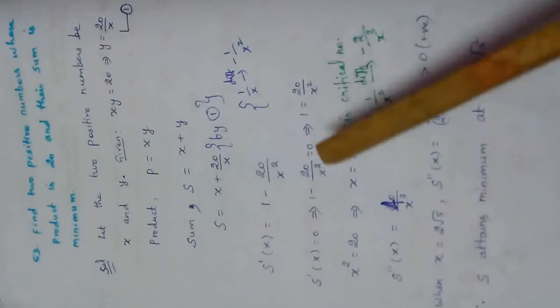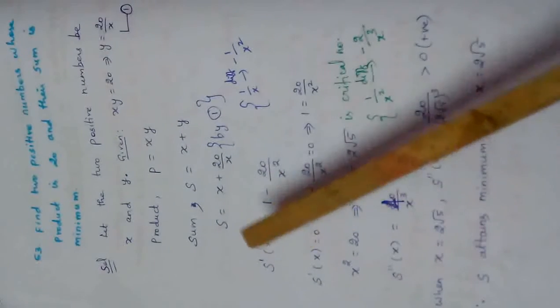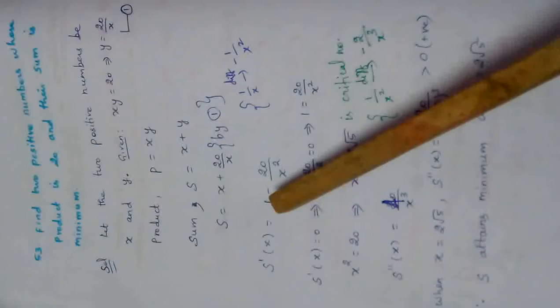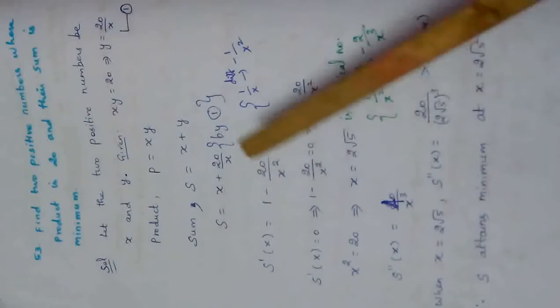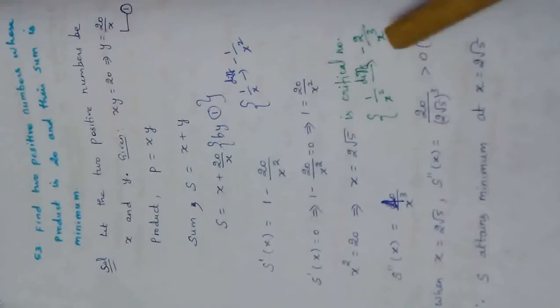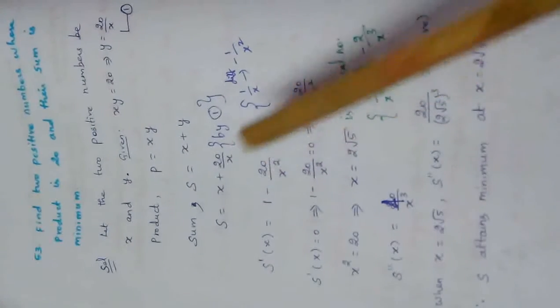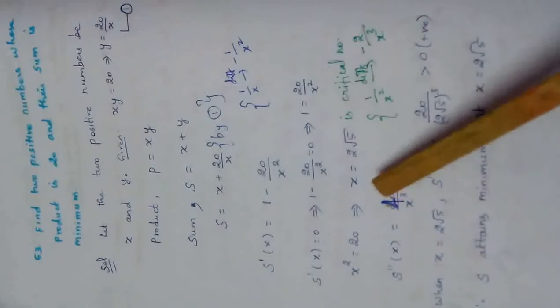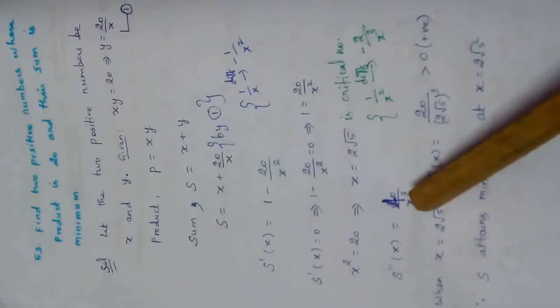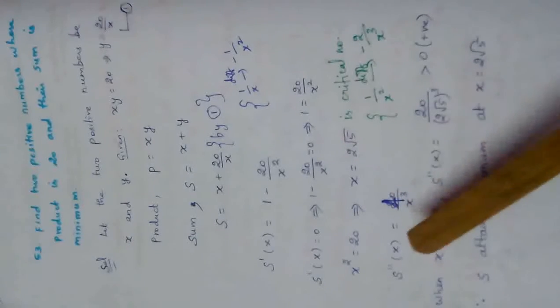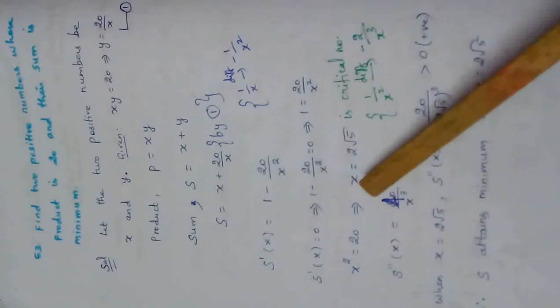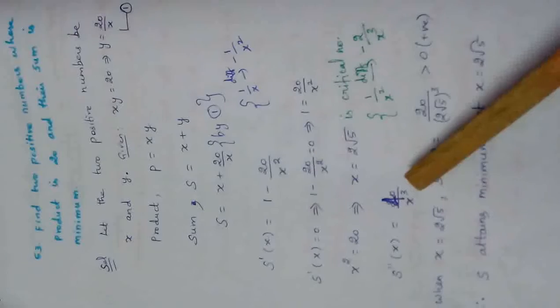Try to understand. This is the first derivative. If we differentiate again, 1 becomes 0. Minus 20 you just leave it. See, 1 by x square, differentiation answer is minus 2 by x cube. Minus 20 is also there. So minus 20 into minus 2, 40 divided by x cube. Right? So s double dash of x is equal to 40 by x cube.